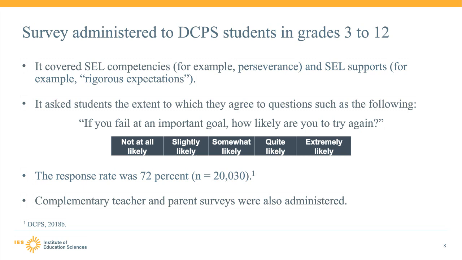The survey asked students the extent to which they agreed to questions, such as, if you fail at an important goal, how likely are you to try again? With a 5-point Likert scale of responses related to that question.